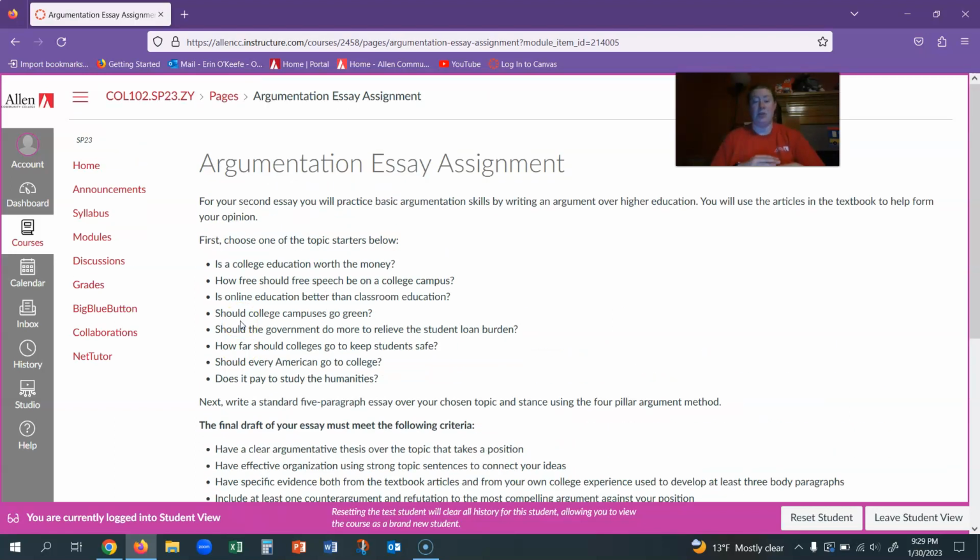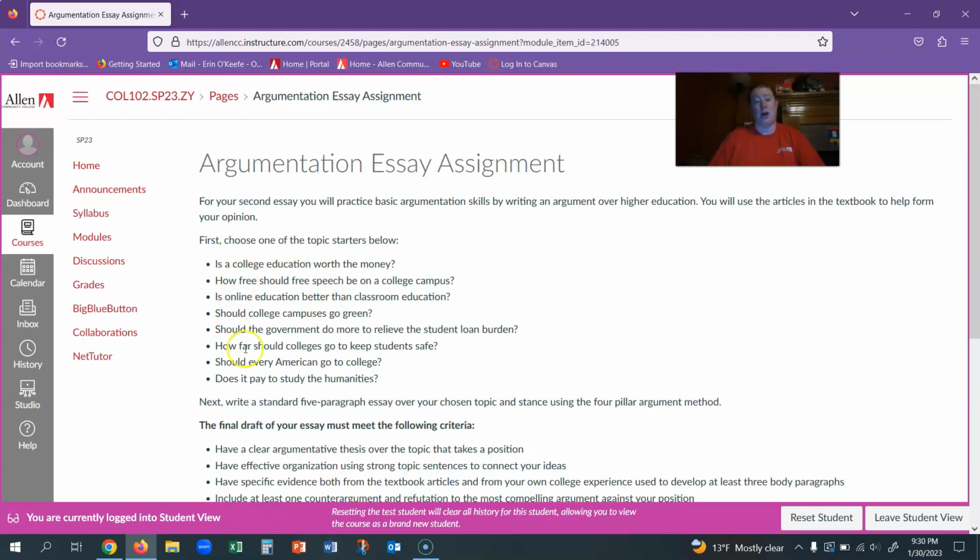Rather than having you choose just any argument topic like we did in Comp 1, I am limiting your topic to something about higher education, specifically topics that have supporting articles in the textbook. The reason is that I want you to save all your research energy again for that big research paper. So for these first 2 essays, the topics will be a little more limited because I don't want you doing a lot of outside research. Instead, we're going to focus on things where we can use our textbooks to support our ideas.